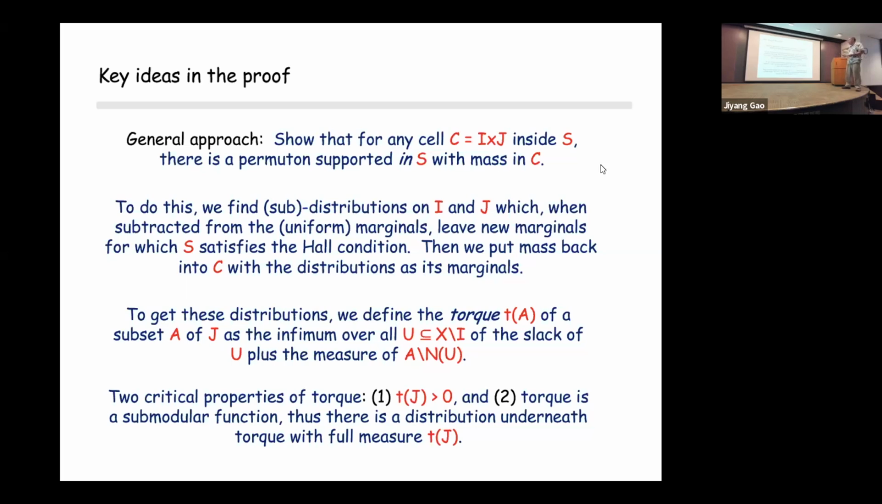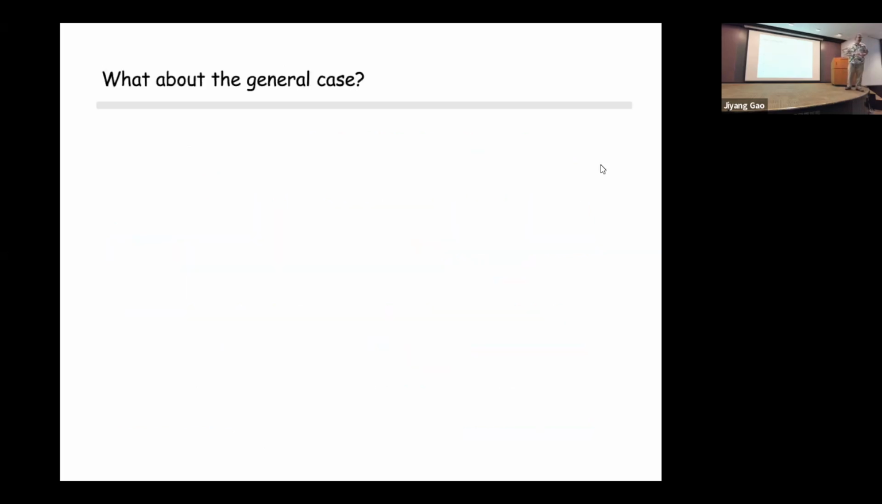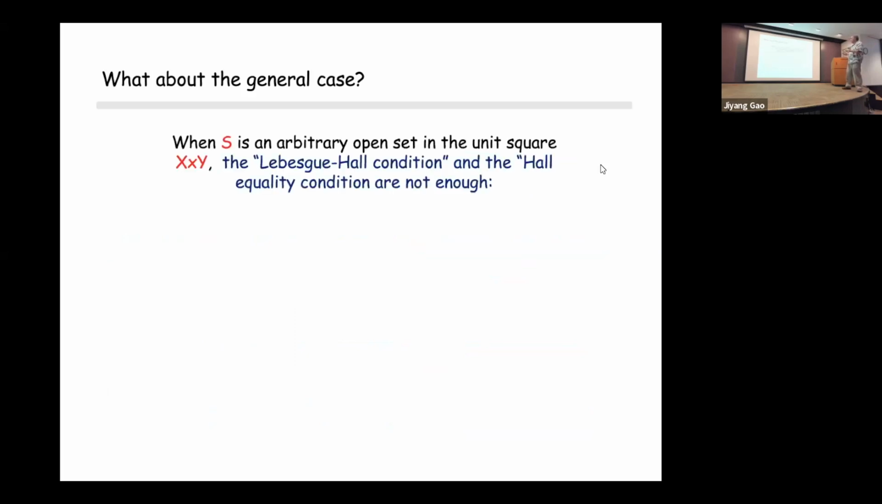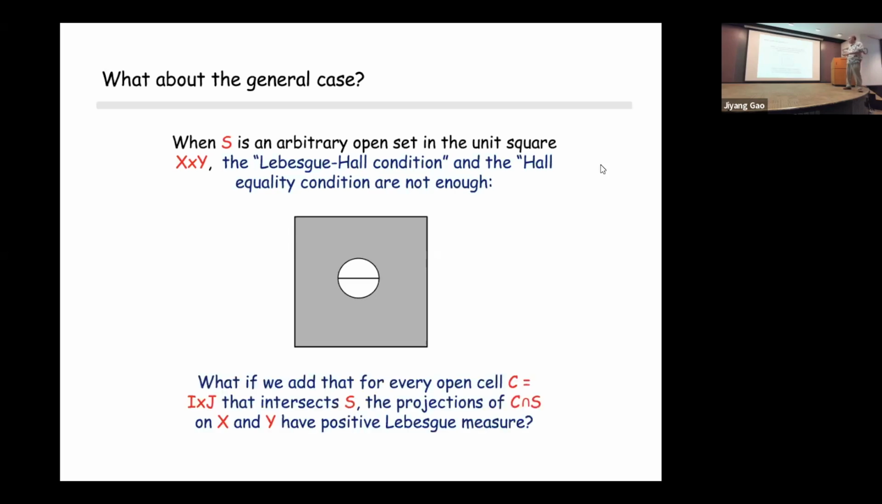So, yeah, what about the general case? The general case is a little bit shocking. We have the following problem. Two conditions are not enough. And here's an example of a set which satisfies the two conditions. But it can't be the support of the permuton because if we put any measure on that horizontal line in the middle of the hole, that would cast a shadow which is more than Lebesgue measure on the right hand side. But it turns out that the obvious way of avoiding that is also not enough.